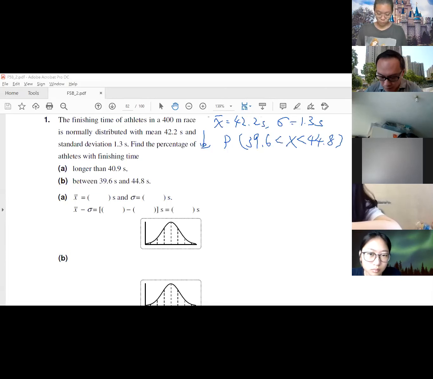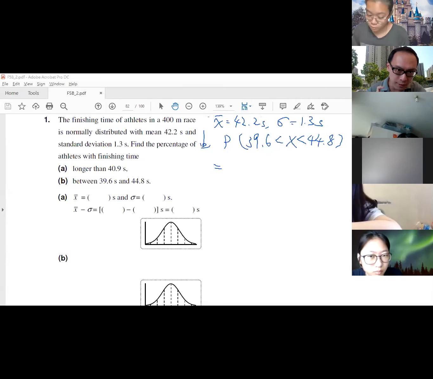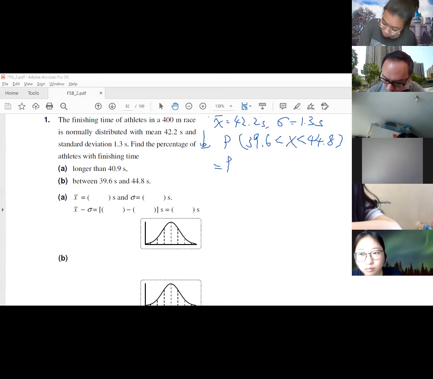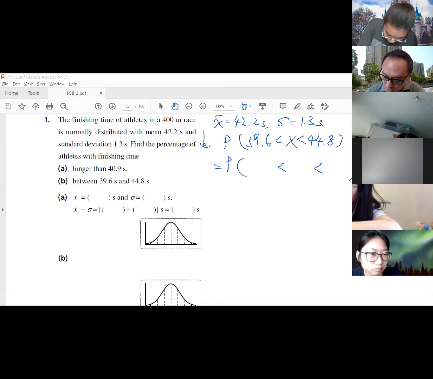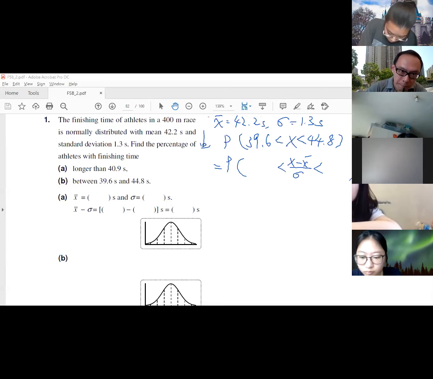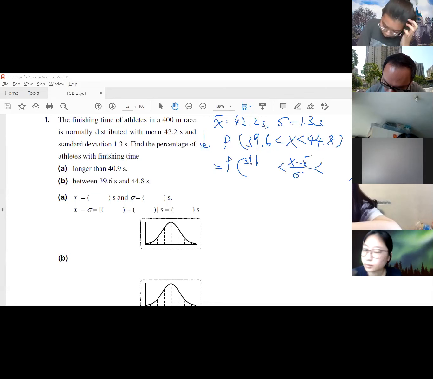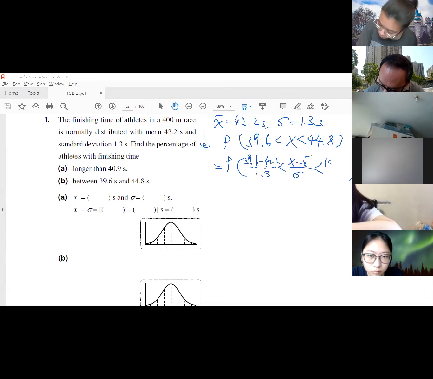OK, it seems there are none. Okay, after we write it out, we do the same two steps again, right? That is, subtract x bar, over sigma. But this time we have three parts, left, middle and right. Remember the x part is just written as a symbol. Okay, x minus x bar and then divided by sigma. And then for the numbers, we do the numbers calculation. Okay, it's 39.6 minus x bar is 42.2 divided by 1.3. Okay, and then right hand side is 44.8 minus 42.2 divided by 1.3.